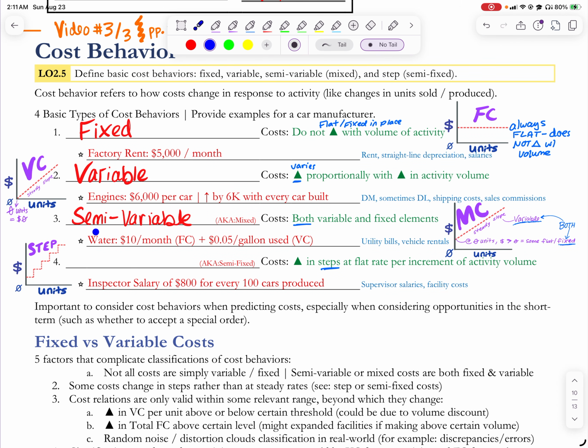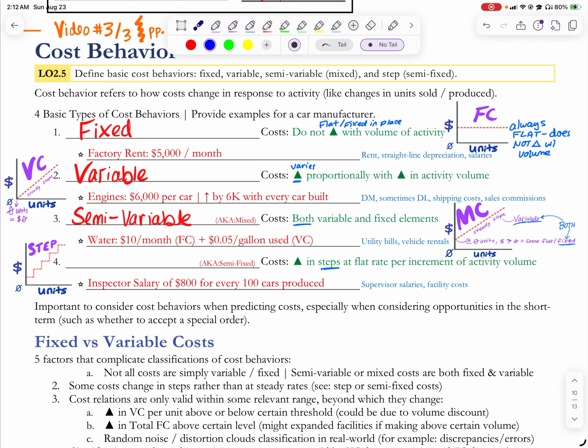A common example of semi-variable or mixed cost would be like utility bills. So take water. Let's say that the water bill looks like it's $10 per month flat. Doesn't matter if you use 0 gallons of water, you're paying that $10. And then 5 cents for every gallon that you use. That flat $10 a month is fixed. That charge per gallon used is variable.